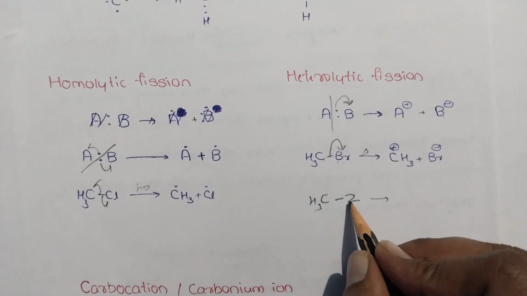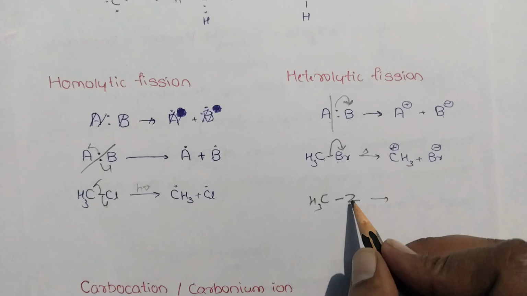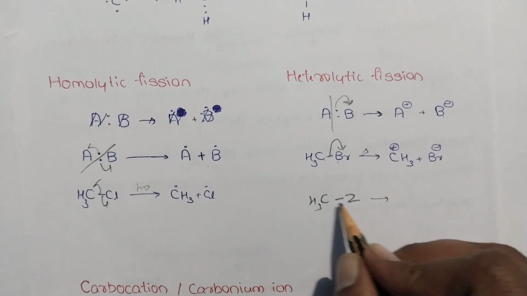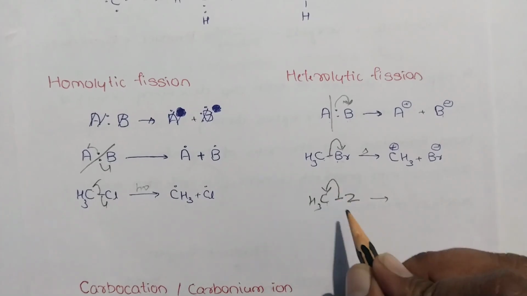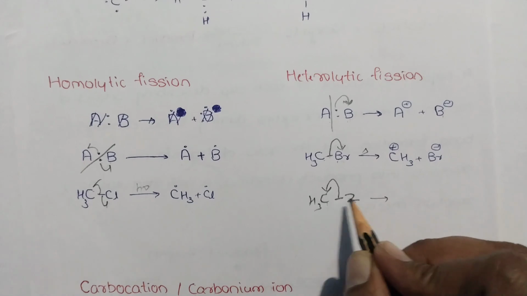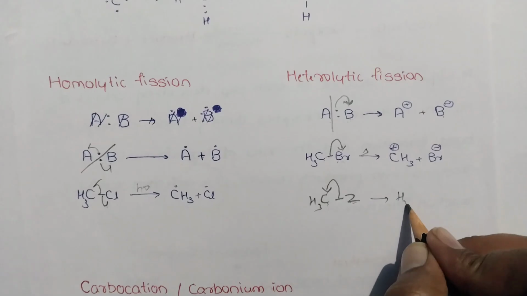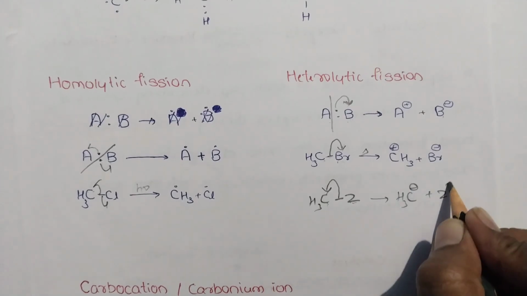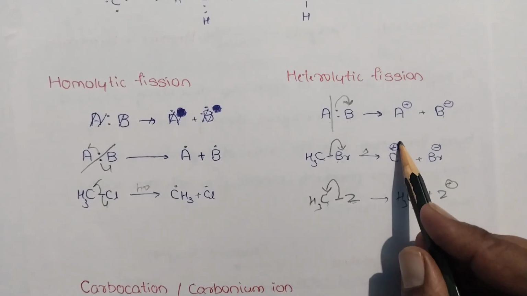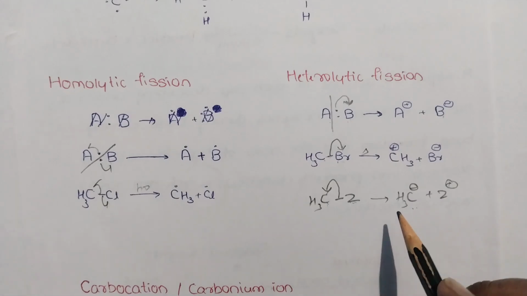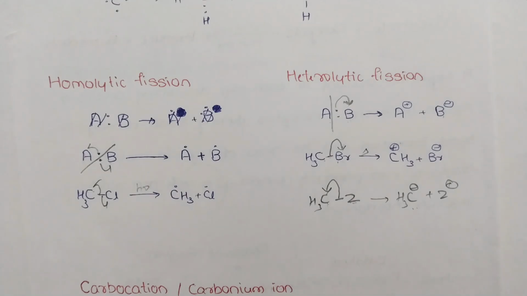Here we take Z as more electropositive than carbon, so out of these 2, carbon is more electronegative. So both electrons go to this carbon, not to Z, because Z is less electronegative than carbon. Hence carbon gets a negative charge, so it is CH3 negative and Z positive. Here CH3 positive is a carbocation, CH3 negative is a carbanion. These types of intermediates form in heterolytic fission or heterolytic cleavage.